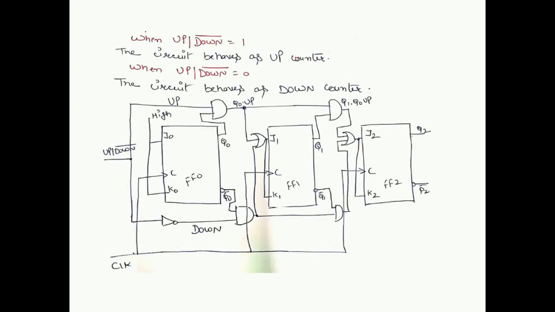So what about the connections? In this circuit diagram, we are just going to combine upward as well as the downward counters that we have already discussed in the previous videos. So this is the key, up/down bar. Up is active high, down bar is active low. So when up/down bar is equal to 1, the circuit starts behaving as an up counter, whereas when up/down bar is equal to 0, the circuit starts behaving as a down counter.